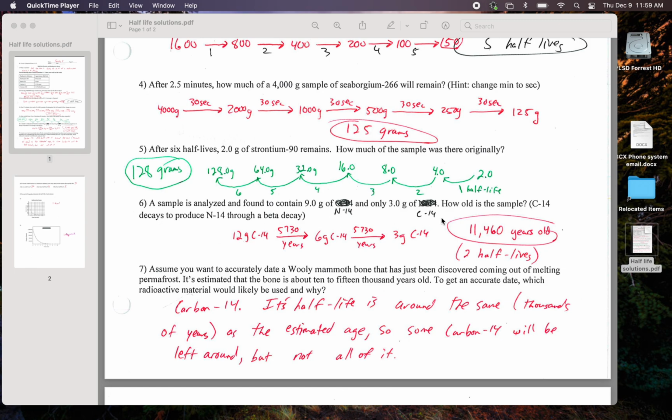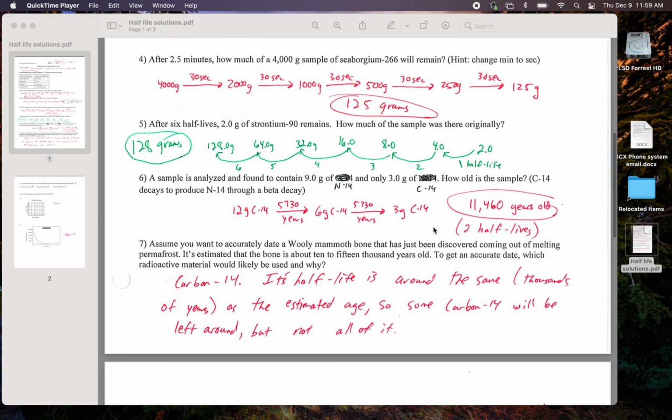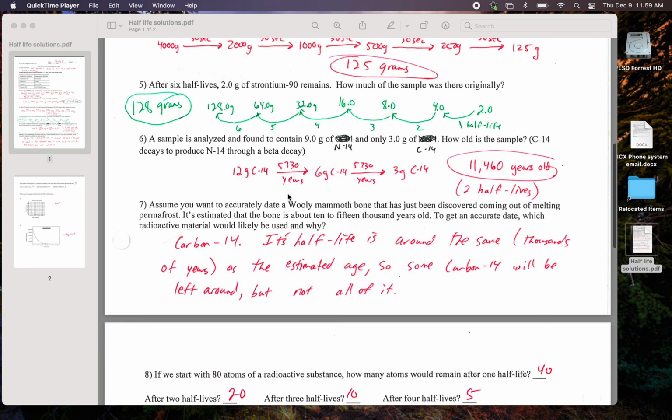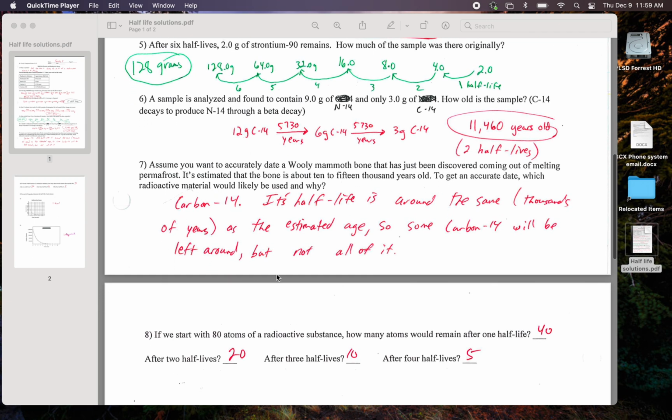This one I screwed up, so I did this in class. It should have been 9 grams nitrogen-14, 3 grams carbon-14. The other part about this is it's asking you how old it would be. I probably wouldn't ask something with this mathematically, but you should be able to add this together. So if I have 9 and 3, that means I started with 12 grams of carbon-14. After 1 half-life, it would be 6. After 2 half-lives, it would be 3. So each half-life, as shown up here, is 5,730 years. So I just add those two together. That's 11,460 years.